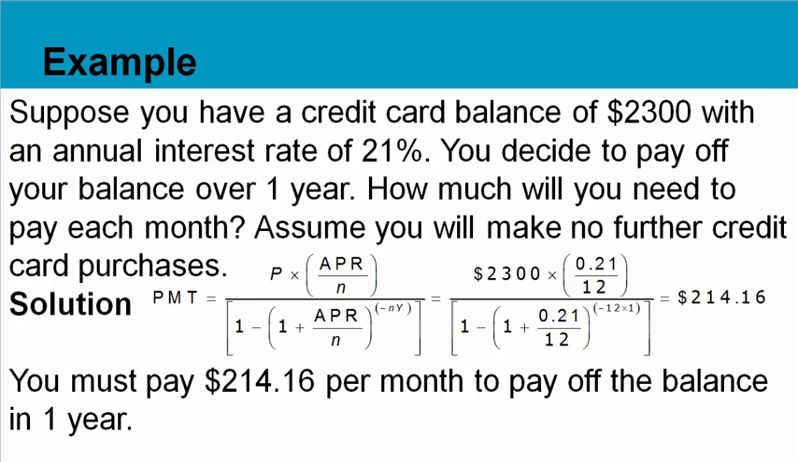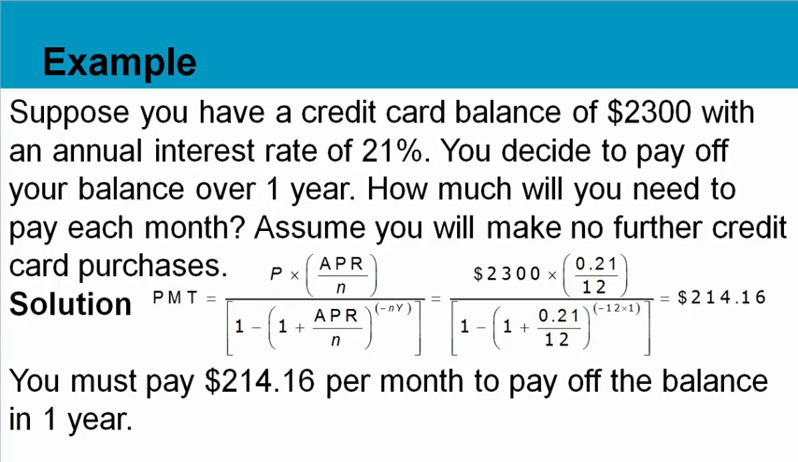So here's an example. Let's say you have a credit card balance of $2,300, an annual interest rate of 21%, which is pretty par for the course for credit cards. You decide to pay off your balance over 1 year. How much will you need to pay each month? Assume you will make no further credit card purchases, so your balance won't go up.